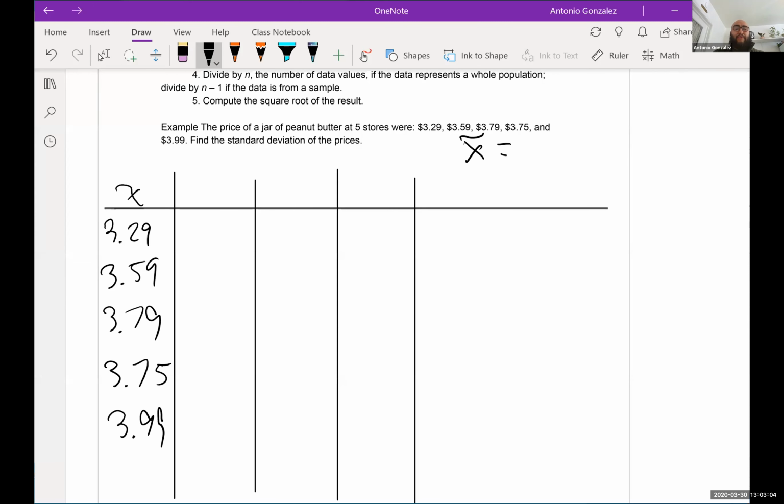We did the example before to calculate the mean, so let's just do that one real quick here. I'm going to add up all these prices: 3.29 plus 3.59 plus 3.79 plus 3.75 plus 3.99. And I'll divide that by 5, since there's 5 of them. So the X bar here is 3.68. Okay, so far, stuff that we've done before, just calculating the mean. So here, that is the mean.